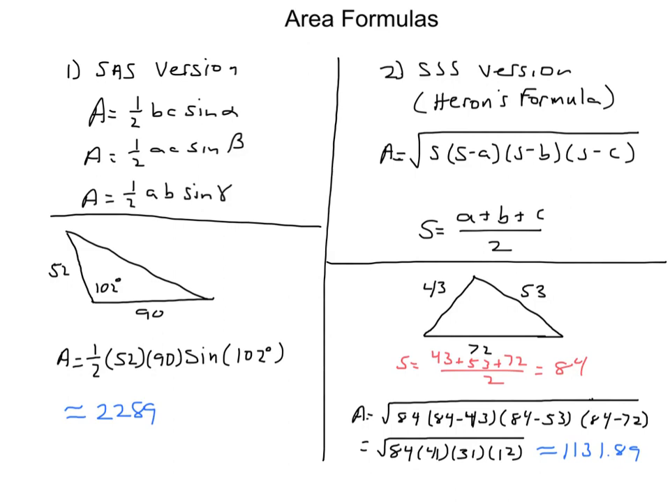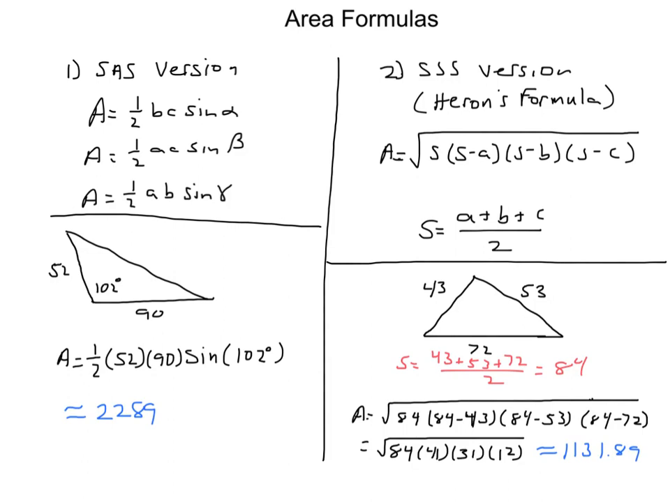The first one, the book calls the side angle side version, because what we're going to know in that case is two sides and the angle between them. And what we find with that is that the area of the triangle is going to be 1/2 times the product of the two known sides times the sine of that angle between them. So you can see that here, AC times the sine of beta, or AB times the sine of gamma.